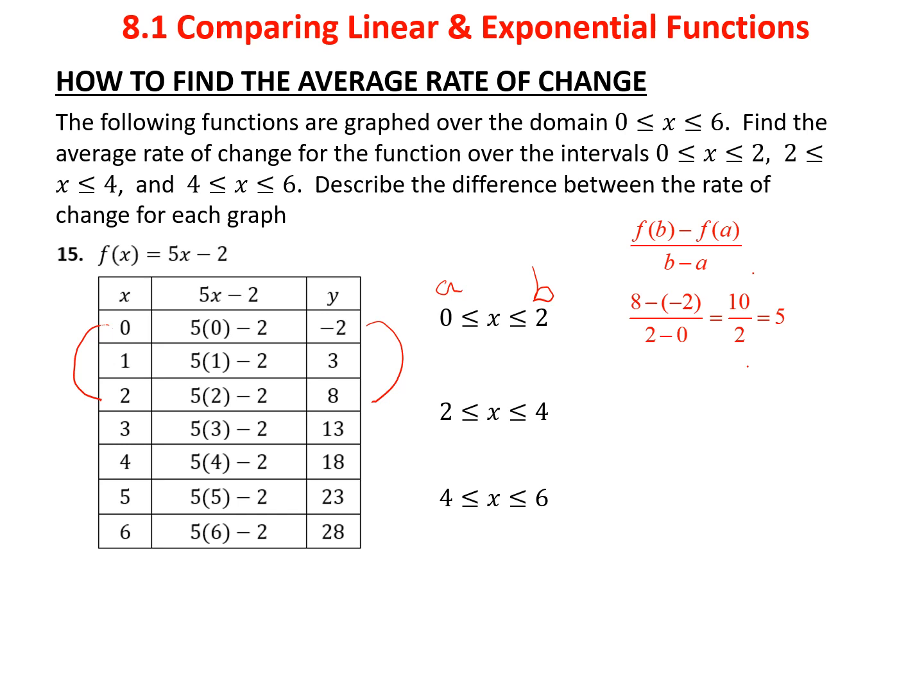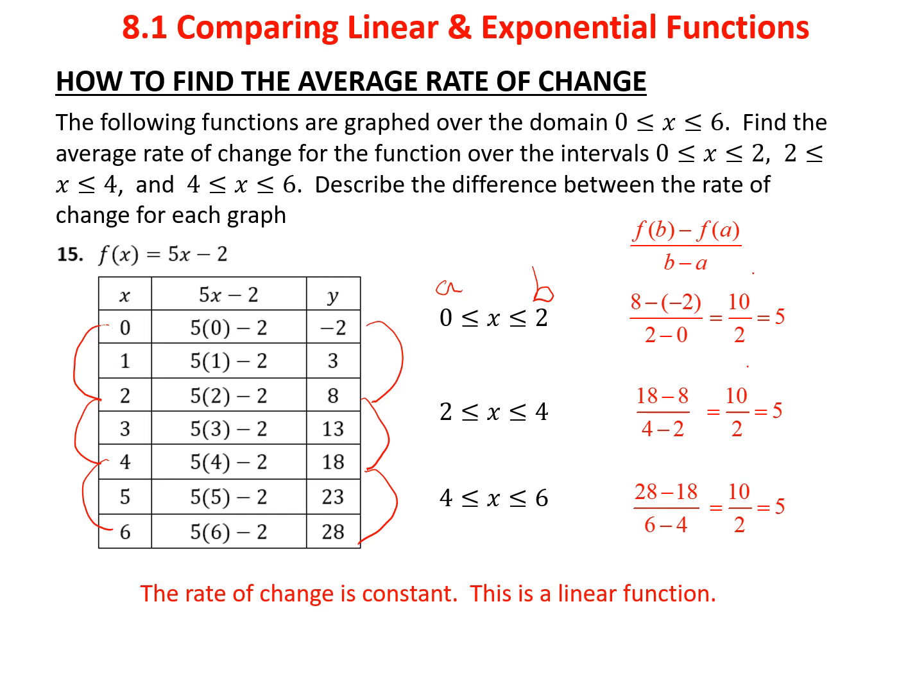Now when I go from 2 to 4, I'm going from here to here and from here to here. So notice my f of b there, I'm going to have 18 minus 8 on top and 4 minus 2. So once again, I get 10 over 2, or 5. And then between 4 and 6, when I go from 18 to 28, again, my formula 28 minus 18 over 6 minus 4, and I get 10 over 2, which is equal to 5. In other words, notice that the rate of change is constant, and that's a feature of a linear function. It's a constant all the way through.